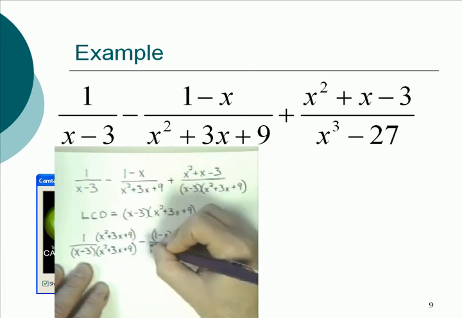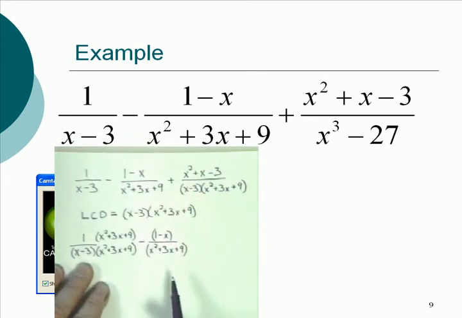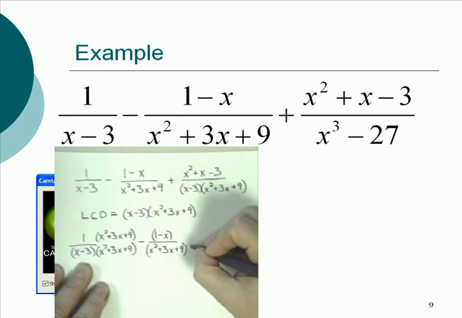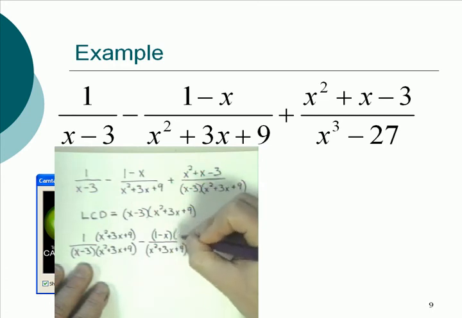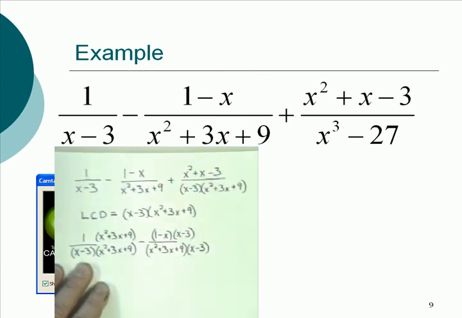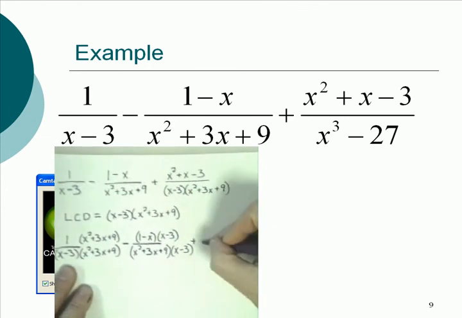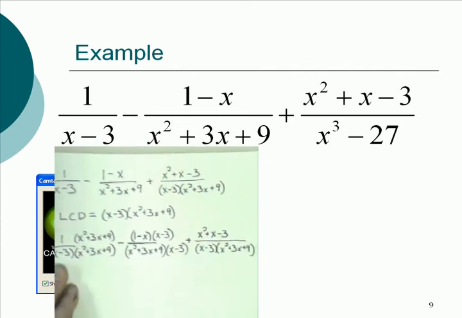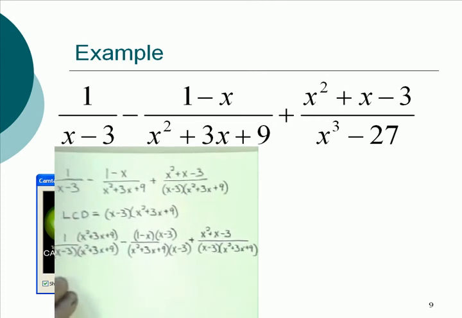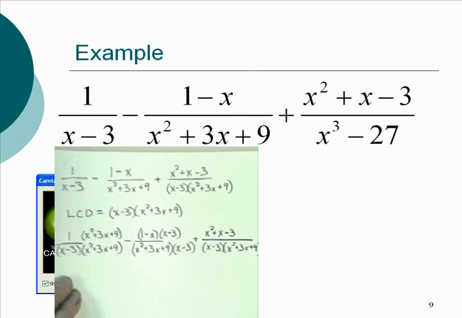Now our second term. We're going to throw some parentheses here to make sure that those terms stay together. We're going to have to multiply every term of the numerator and denominator of our second term, both by the factor of x minus 3 to arrive at the LCD. And finally, our third term will remain unchanged because we already have the LCD. Now, we have each of these terms having the common denominator, and we can go ahead and combine them.